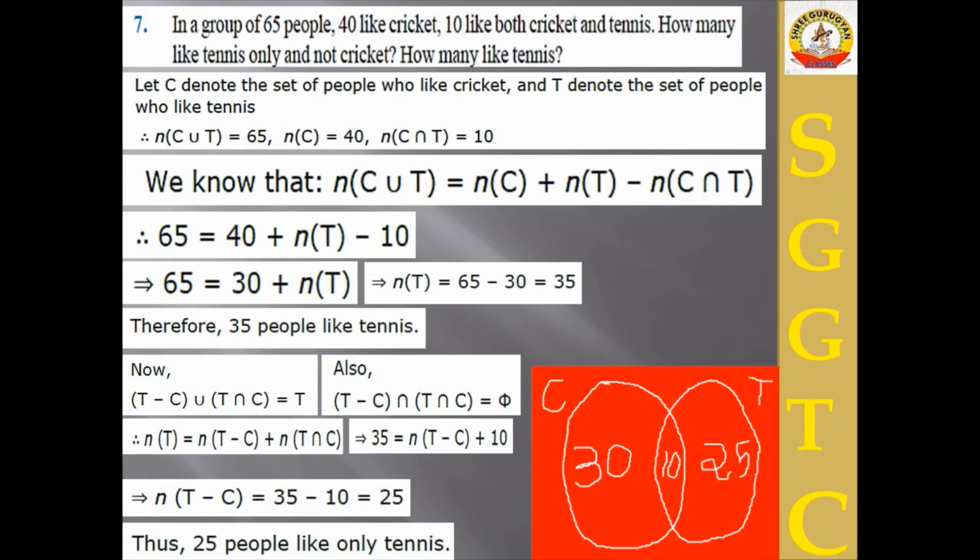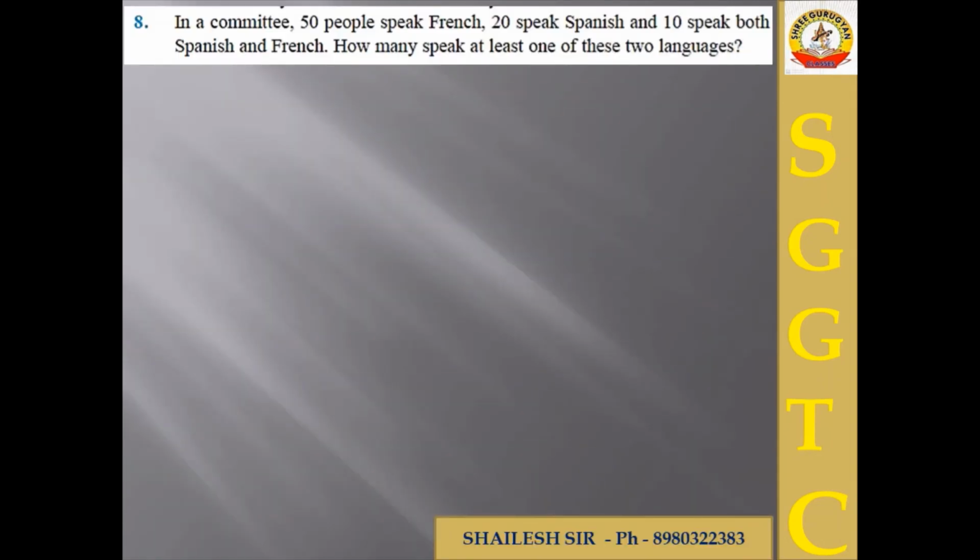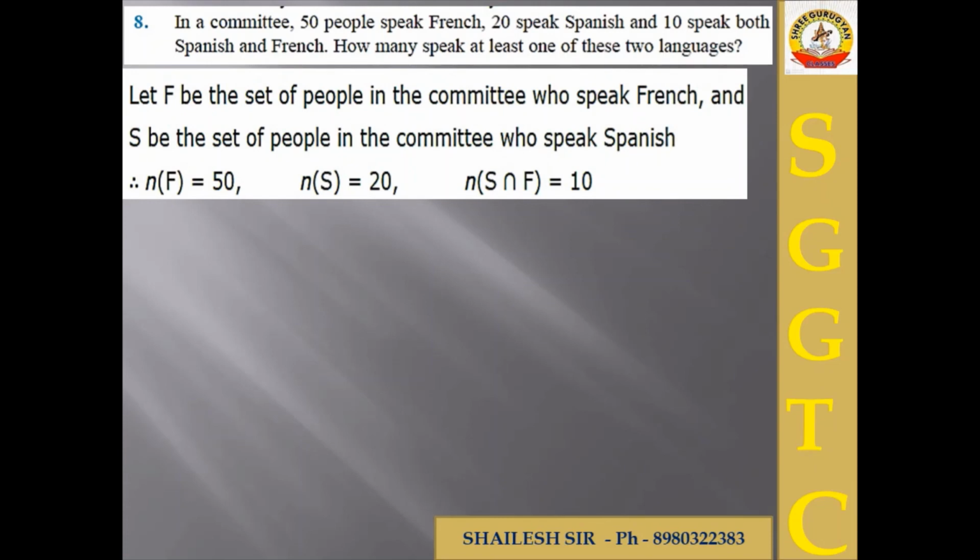Yes students, the answer is 30. Now the 8th one. In a committee, 50 people speak French, 20 speak Spanish, and 10 speak both Spanish and French. So very easy. Consider French as capital F, and Spanish as S, for the languages spoken in the committee. So N of F is 50, N of S is 20, and the people speaking both Spanish and French are 10 as given. So N of S intersection F is 10.